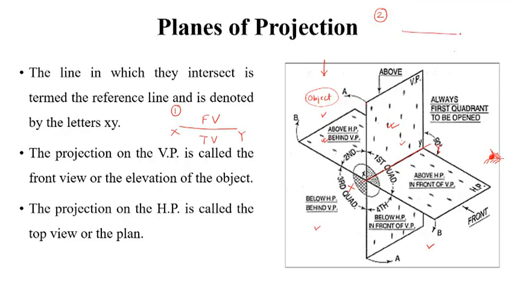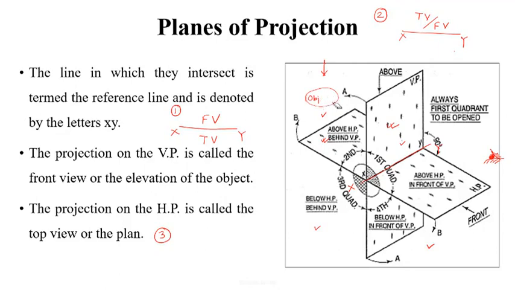And finally, what happens? If we have this XY reference line, we have the top view as well as the front view at the top. So, this is our second quadrant. Now see the third quadrant.